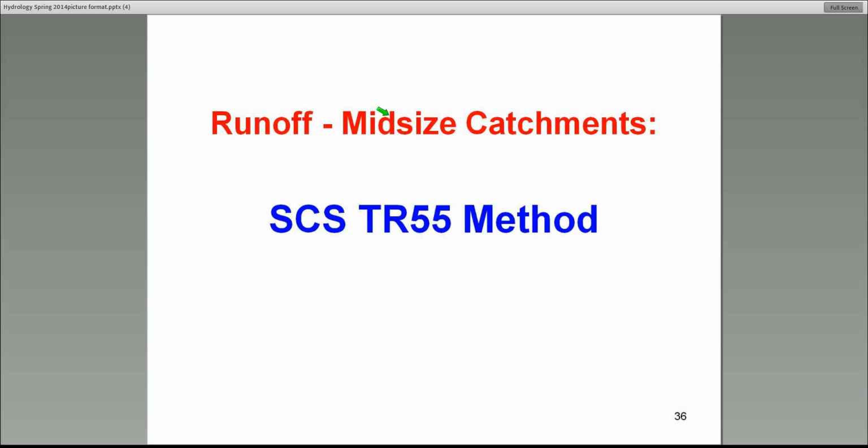Let's go over the TR55 method now, since we might be short of time otherwise. So let's see if there are any questions before I start this discussion.